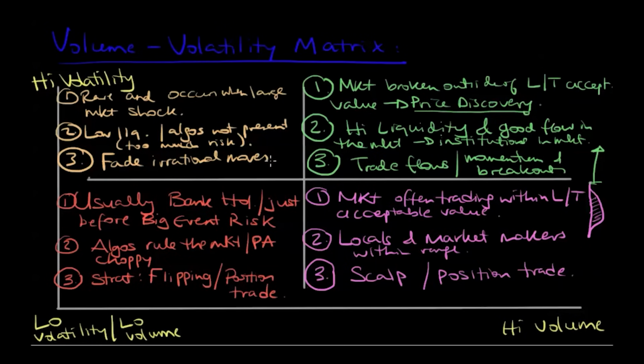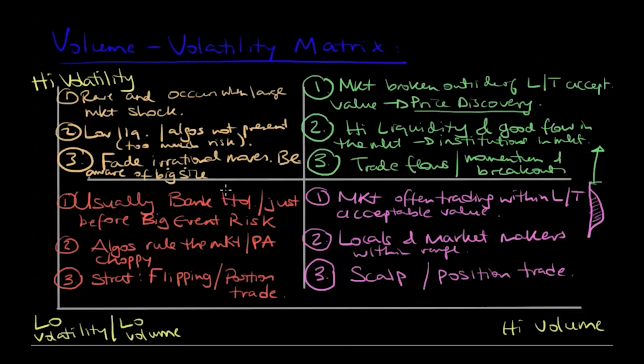Fade irrational moves, but I will say be aware of big size. When big size comes on the book, it's very clear on the book. Try not to fade that. That's different. You see big size in the book, and you don't step in front of it or against it. You can go with it for a few ticks because it's very low liquidity. If a big buyer or seller has to come into the market, it can move the market 10 to 20 ticks sometimes, just because it's a big buyer or seller. So bear that in mind.